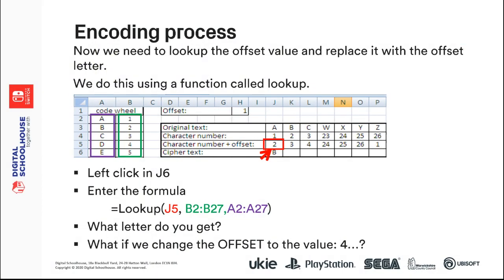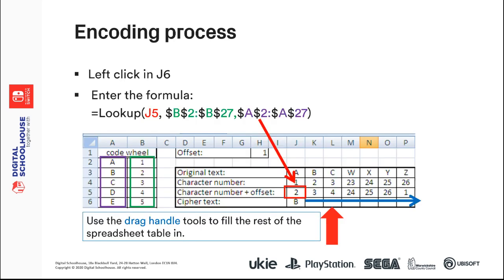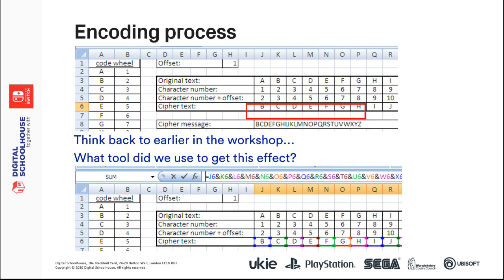So quick recap of what we've literally just done. We've popped in a formula to get it to work out it back to a letter for us, and we used a lookup to do that, and then we used the fill handle all the way across to fill it in for us, so we ended up with the messages like this.